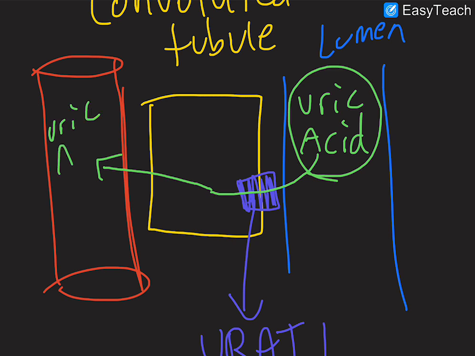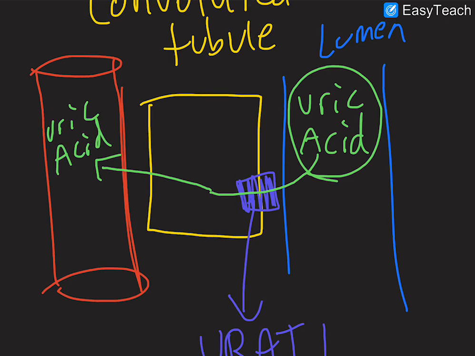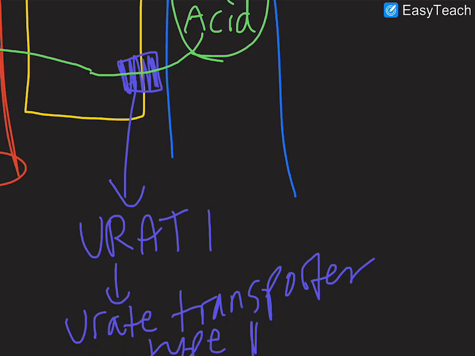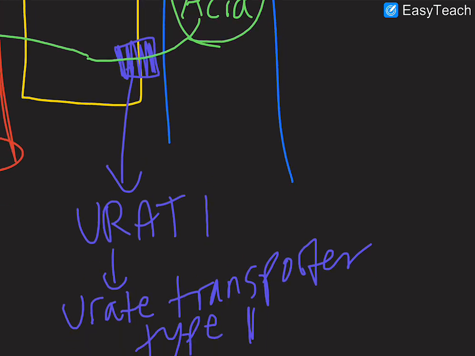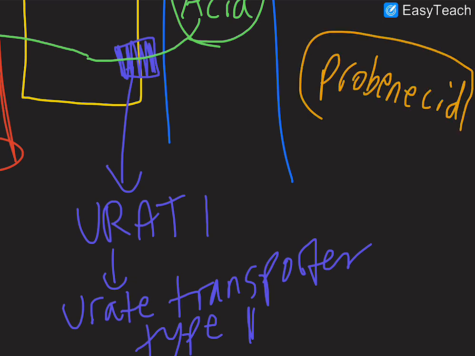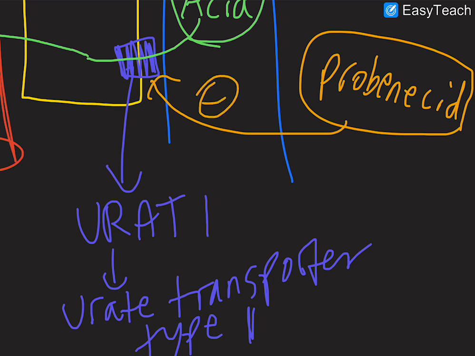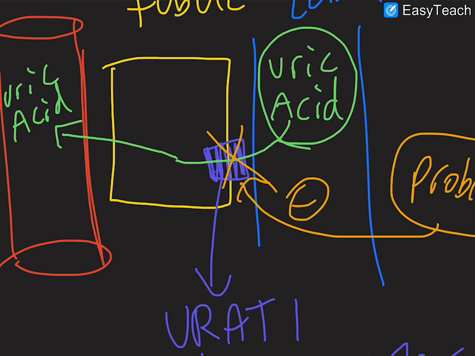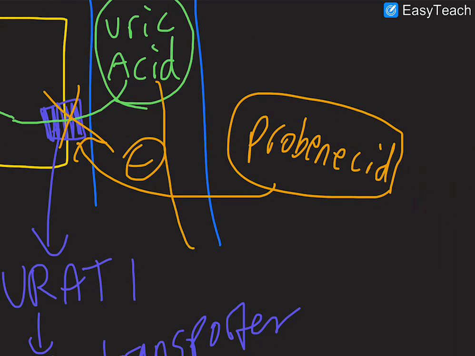But what probenecid does is it comes here to this URAT1 and inhibits it. So probenecid inhibits this transporter, which means you will not reabsorb uric acid back into the blood. Instead, you will pee this uric acid out, so this will end up in your urine.